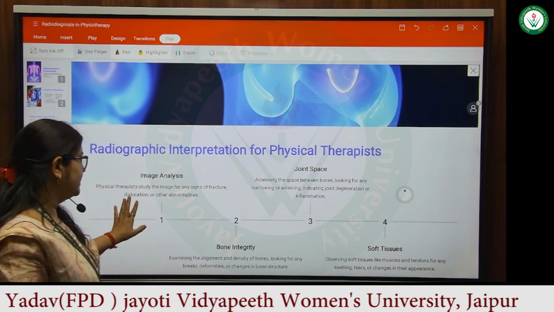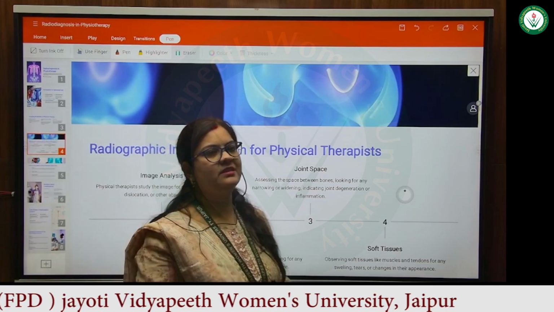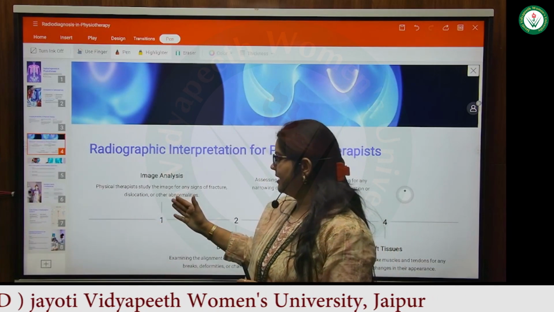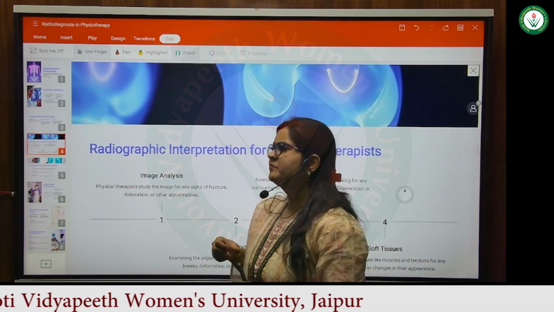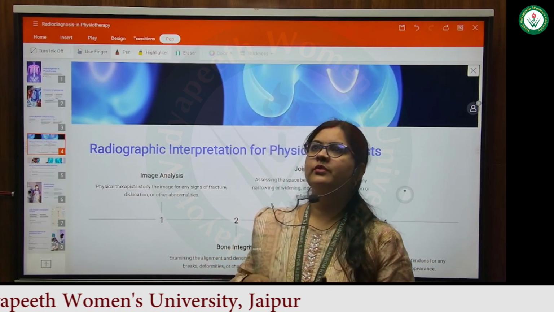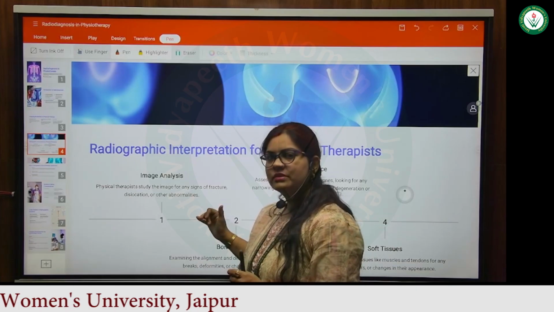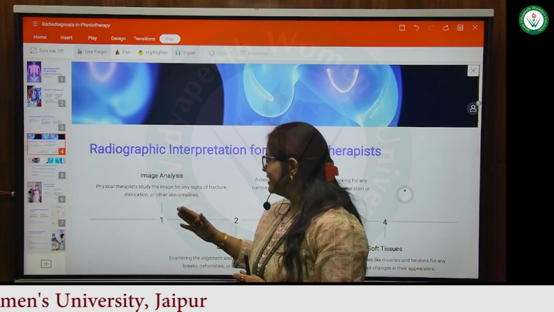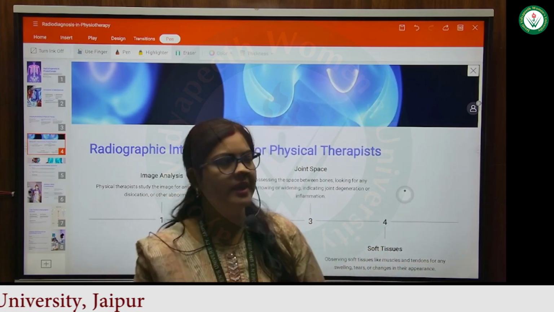The first one is the image analysis. Basically, the physiotherapist or physical therapist studies and checks the image to see if there is any type of fracture, any sign of dislocation, or any other alteration or abnormality.